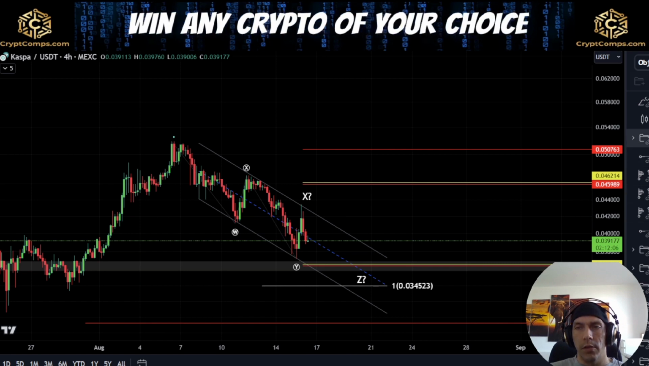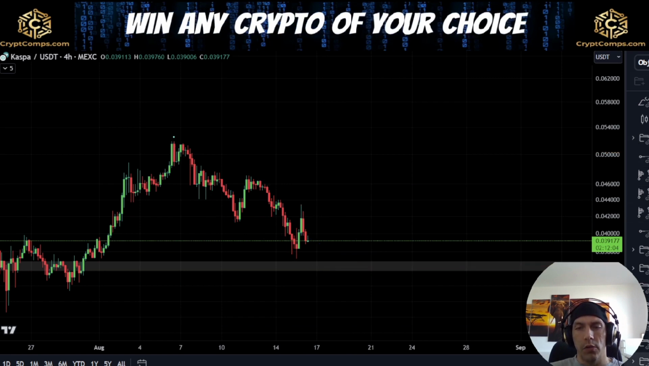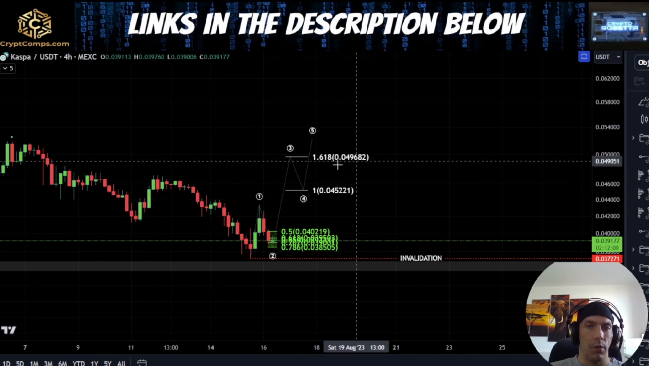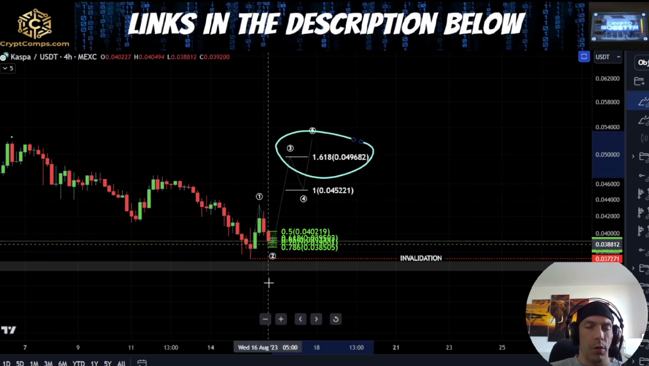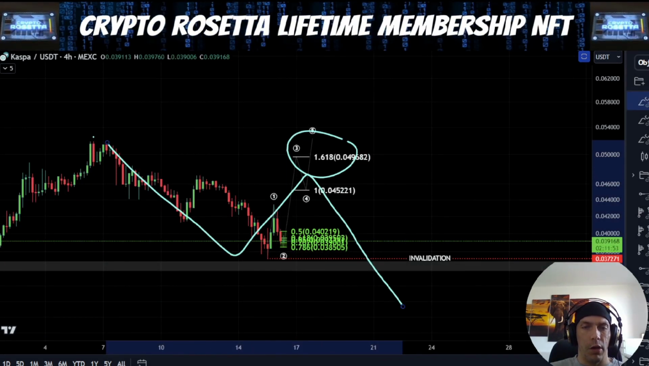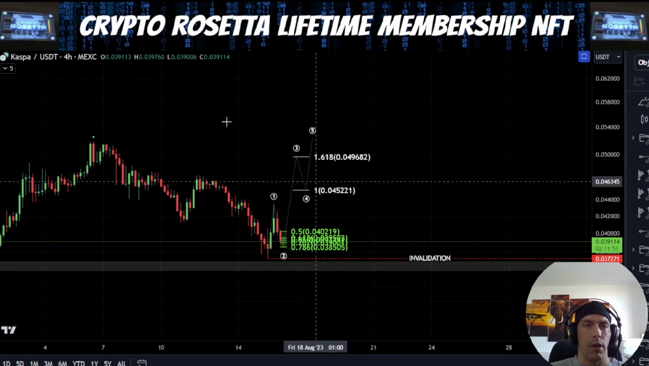And until we actually start to see some impulsive structure breaking to the upside, like I said, 49628 would be our current 1.618 we'd be looking for. Until we actually see that, we need to just be aware that this move could get a lot more complicated and we could just have a bigger corrective structure in play here.